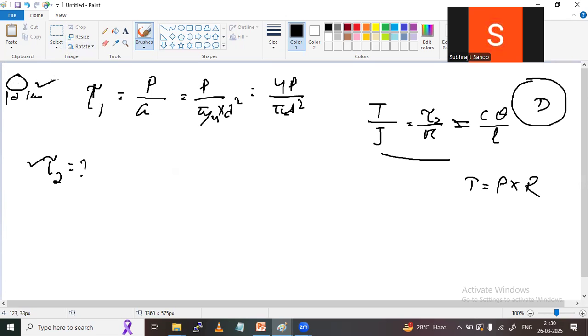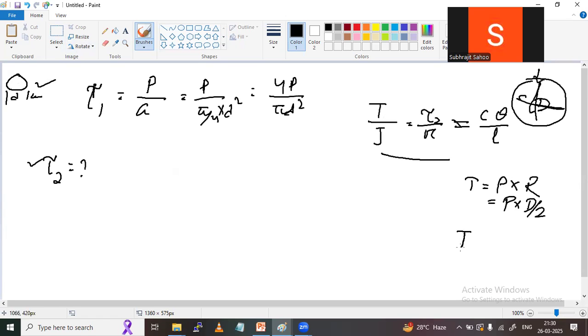Wire diameter is small d, but coil diameter is capital D. And here load is applied. Load into this radius is called perpendicular distance. It is called torque: P into R, or here we can write P into D by 2. Torque. What is J, sir?